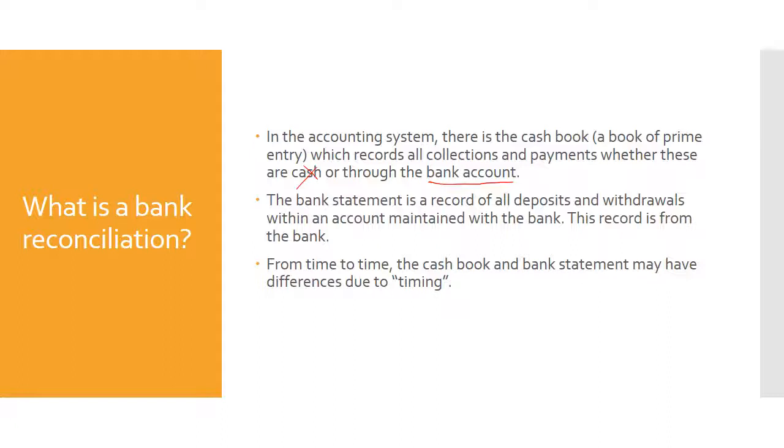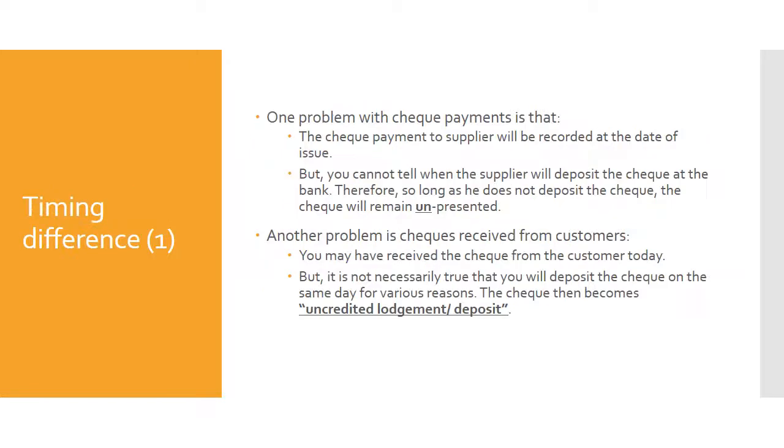The bank statement is a record of all deposits and withdrawals within an account maintained with the bank. This record is prepared and maintained by the bank, and is typically provided on a monthly basis. You get this once a month, usually at month end. So you may from time to time have differences between the cash book and bank statement due to timing. Now, how does this timing actually occur?